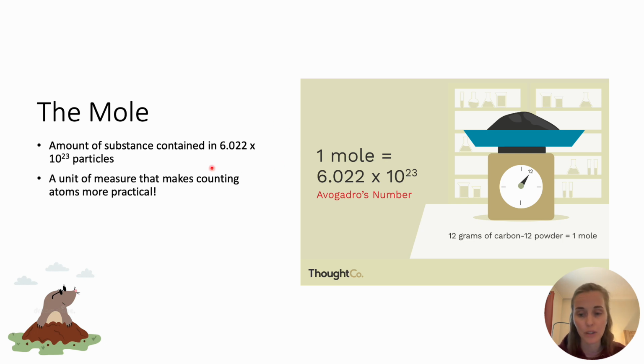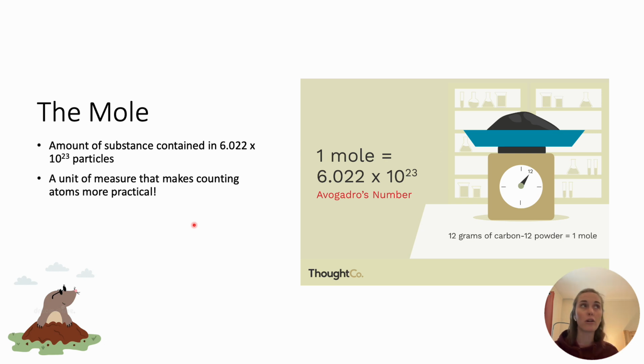And so we don't actually write that number out with all those zeros. We put it in scientific notation. And so in scientific notation, it's going to be 6.022 times 10 to the 23rd. And you are going to need to know this number. This number is going to be important. And so it's a unit of measure that just makes counting atoms practical.